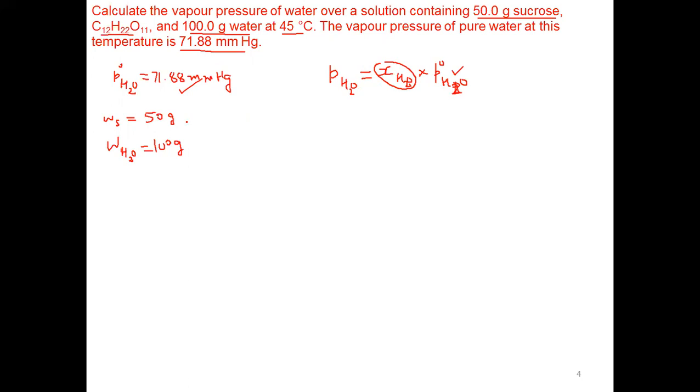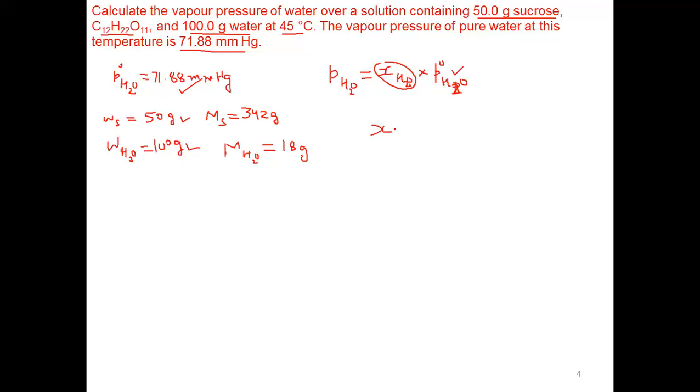Mole fraction of water we will calculate from the weight of sucrose and weight of water, but before that we need the molecular weights. So we will write the molecular weight of water. We all know it is equal to 18 gram, and the molecular weight of sucrose we can calculate from the formula. When we calculate, it will come out to be equal to 342 grams. So this is the molecular weight of sucrose, and that was the molecular weight of water. Now what we have to calculate is the mole fraction of water.